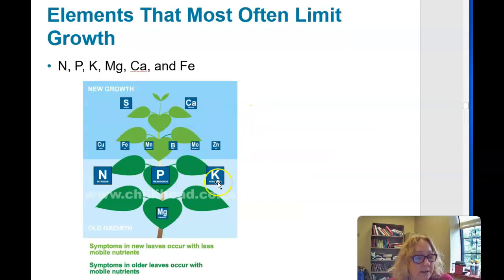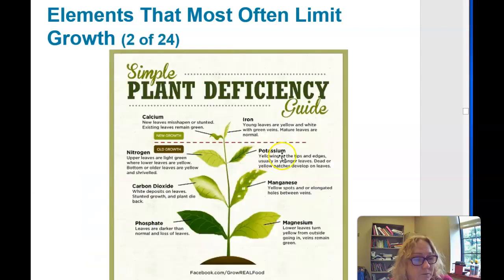Okay, again, NPK are your main, and some magnesium. Then you've got calcium and iron on there as well. In the old growth, you will see the most mobile nutrients, which is NPK and magnesium. These will sacrifice these lower leaves and send the N, P, and K up to these newer leaves. These guys are not nearly as mobile, right? So you will see the deficiency in the new growth.